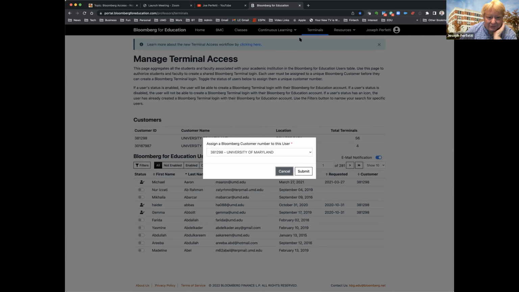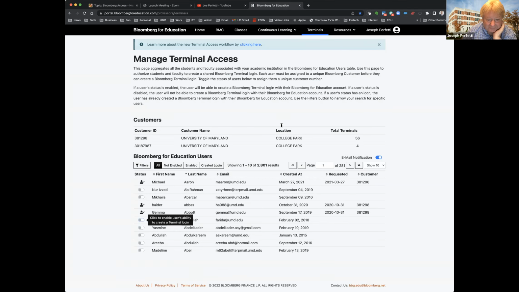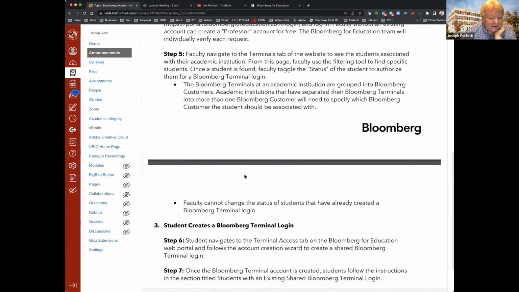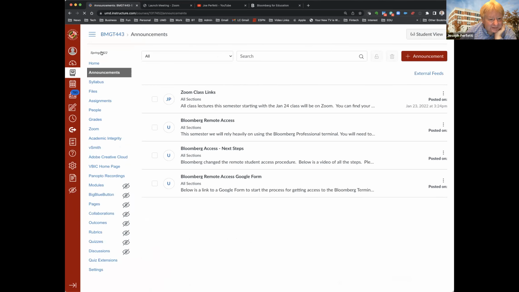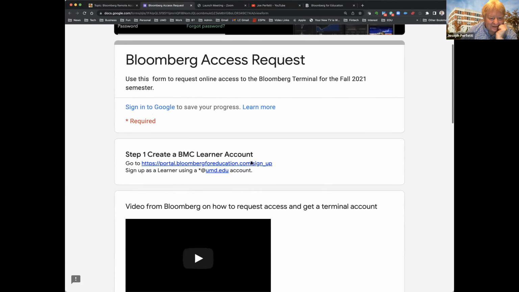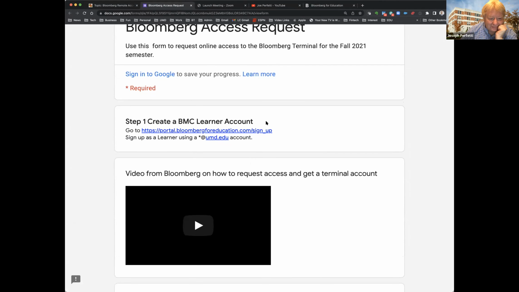Well, that will be true with you as well. So what's very important is after you've created a portal account, I need to know that you did this. How do I know that you did this? Then what you're going to do is you're going to go back to this process. And what's going to tell me is on announcements, you're going to go to this Google form and you're going to fill it out.